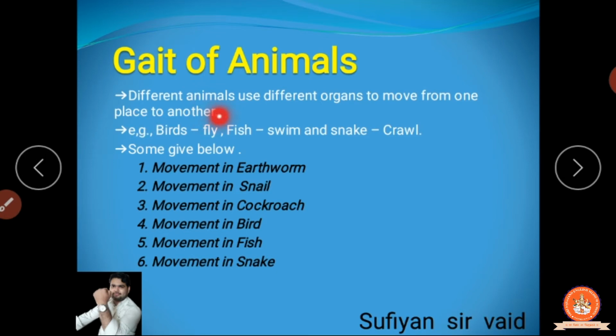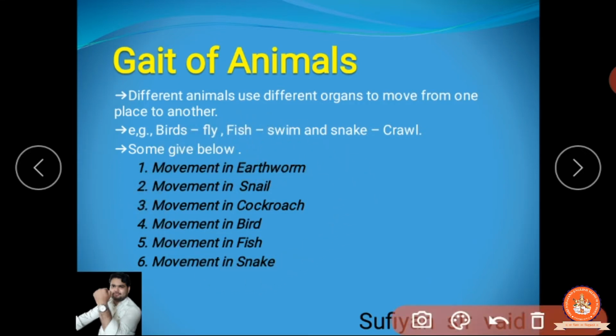Even when you think about the human, they are using their legs. Different animals use different ways of moving. Some of the animals we will study so we can understand better. Like we can say the bird flies, fish swim, snake crawls. Some of those given below, we will study.